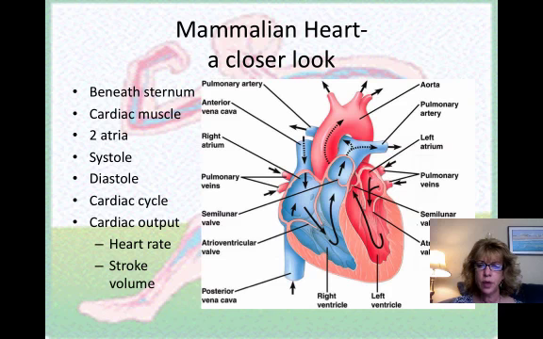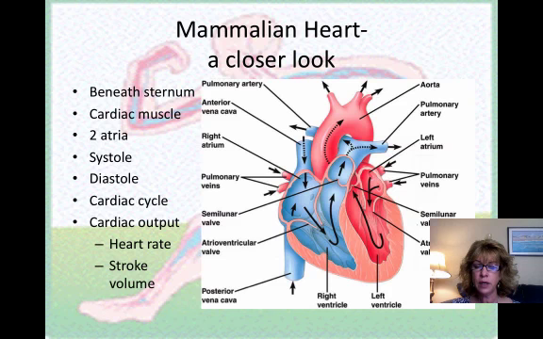Let's take a closer look at the mammalian heart. It's located beneath your sternum, which is your breastbone. It's the size of a clenched fist. If you are a small female, your heart's going to be smaller, as is your fist. If you're a large male, your heart's going to be larger, as is your clenched fist.